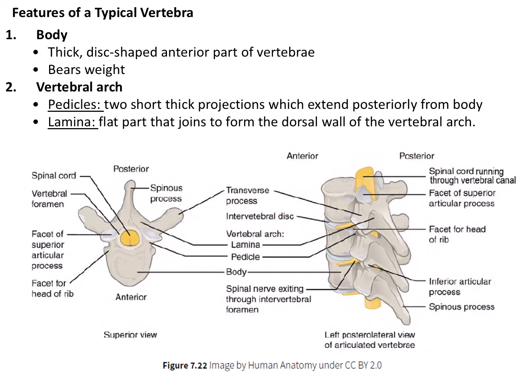Let's start looking at the vertebrae themselves. We're going to start by looking at typical features of the vertebrae, and then we'll move on to look at specific vertebrae. The body of the vertebrae is the anterior portion and disc-shaped. It bears the weight of the stacked vertebrae and the body itself. The vertebral arch is formed by the pedicles and the lamina.